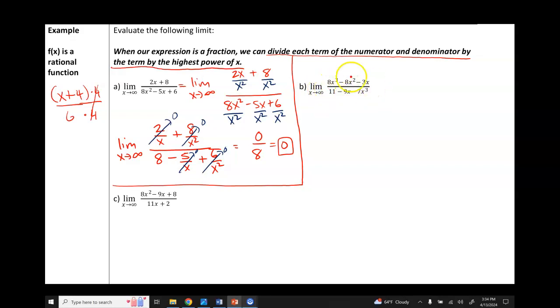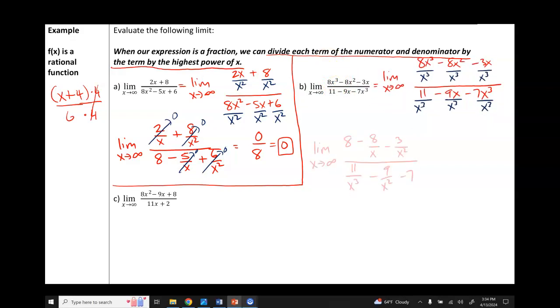Same thing for this second problem. The highest power of x is an x cubed, so we're going to divide these each by x cubed. And if you simplify that, the x cubes cross out, so we have 8. X squared over x cubed is going to be 8 over x. X over x cubed, it's going to be 3 over x squared. Here we have 11 over x cubed. Then you have x and x cubed, so you have 9 over x squared, and the x cubes cross out, so we have a 7.